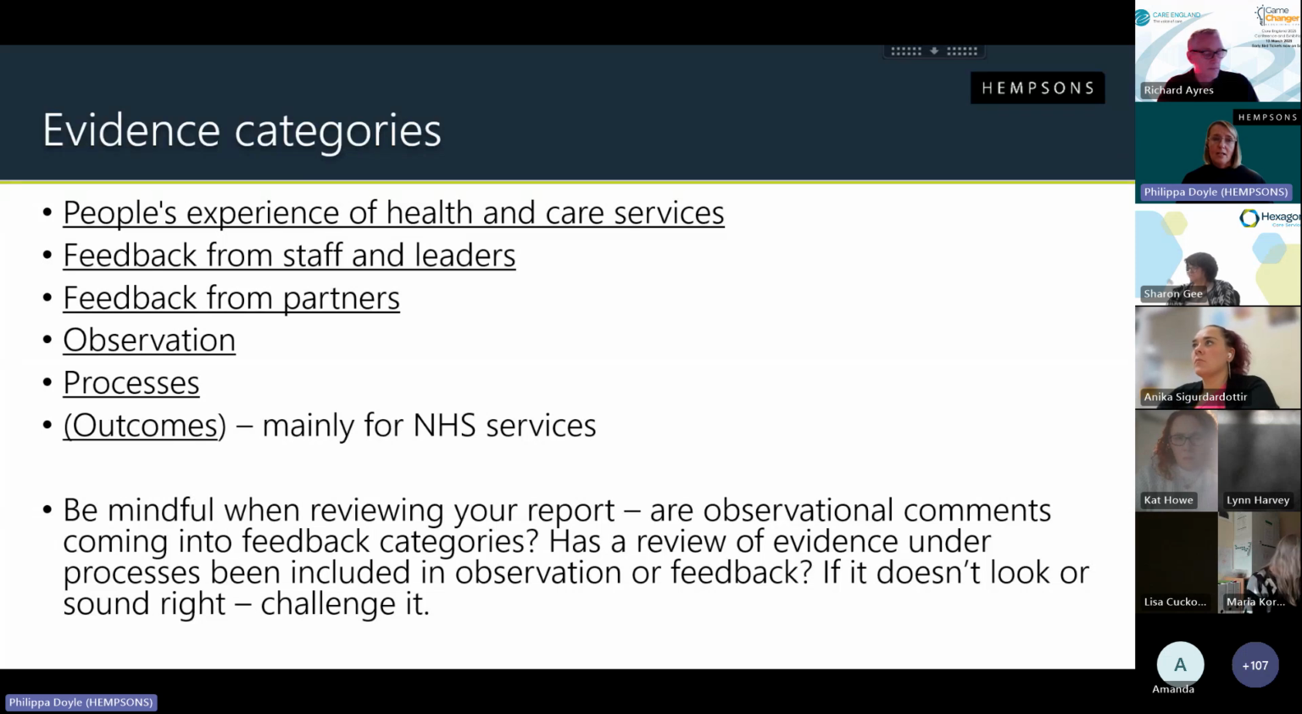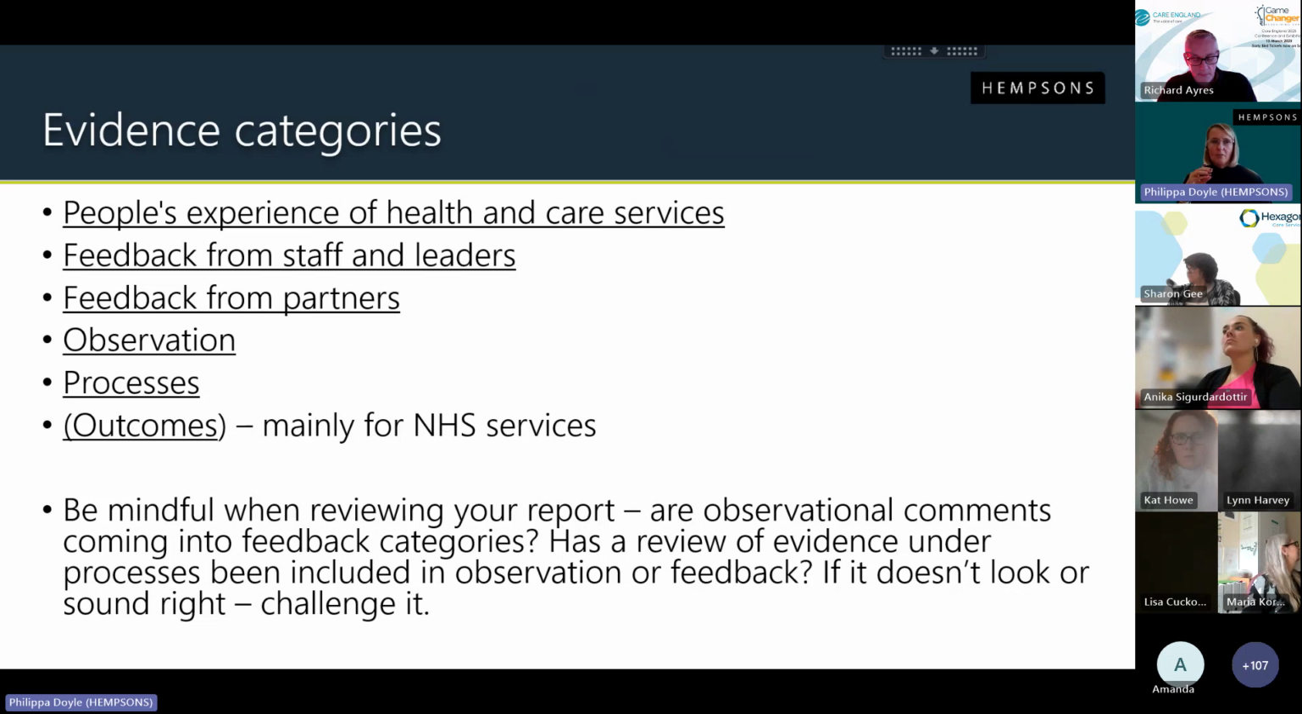That's all your evidence. That's your documents, it's your policies, your procedures, it's your care plans, your risk assessments, team meeting minutes, all of that information that is collated together that goes to demonstrate that your service is compliant with the regulations. So I mentioned it earlier, but do be very mindful when you're reviewing your report.